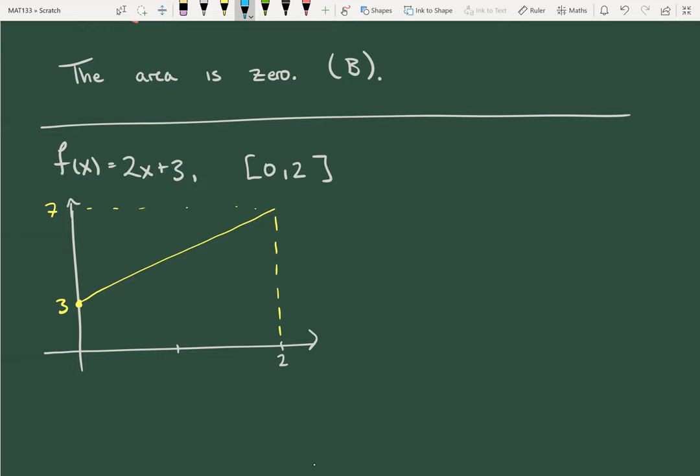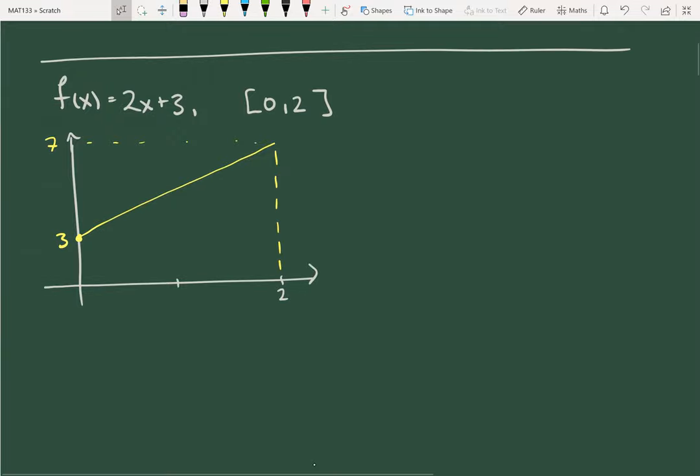So I have a direct message which says, how did you get 3 and 7? So this is 0. If I want to look at the height of the function when x is equal to 0, I'm going to compute what f of 0 is. And if I want to figure out where the function is at 2, I'm going to plug in 2. That's going to give me 2 times 2 plus 3, which is 7. Does that make sense? So that's how I got the numbers 3 and 7. I evaluated the function at 0 and at 2 because those are the endpoints of my interval. Hopefully that makes sense, but if anyone needs me to explain it more, just let me know. Okay, sounds like that's good. So now I'm going to break this into two shapes.